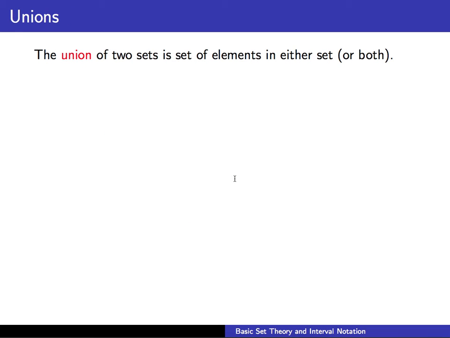So the union of two sets is a set of elements that are in either set or both. As long as it's in one, it counts. So it could be in both. The word "or" is associated with the union of sets.